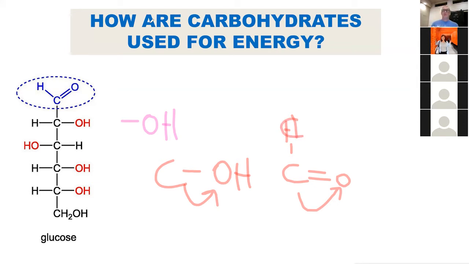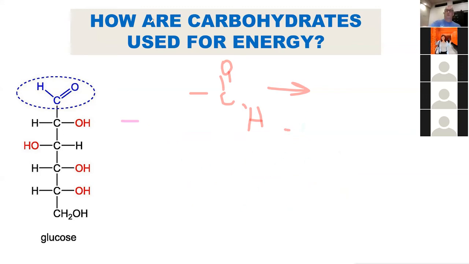So what happens when we oxidize an aldehyde? What's the next product? Carboxylic acid. Carboxylic acid, that's right. So we go from a hydroxyl group to an aldehyde to a carboxylic acid.